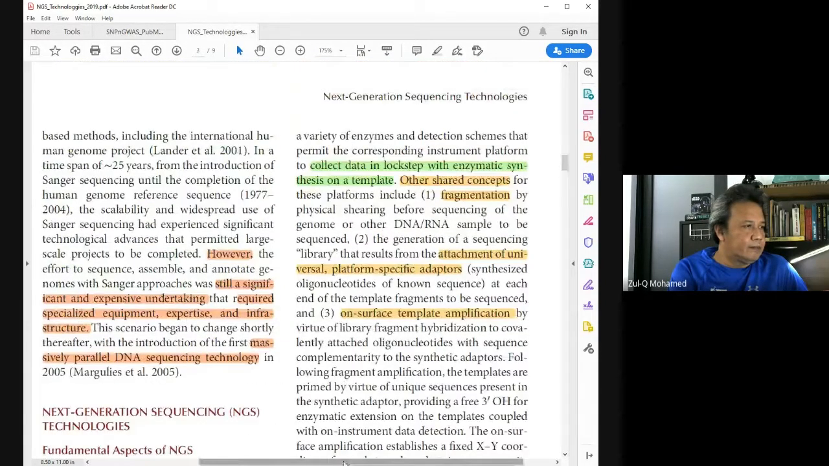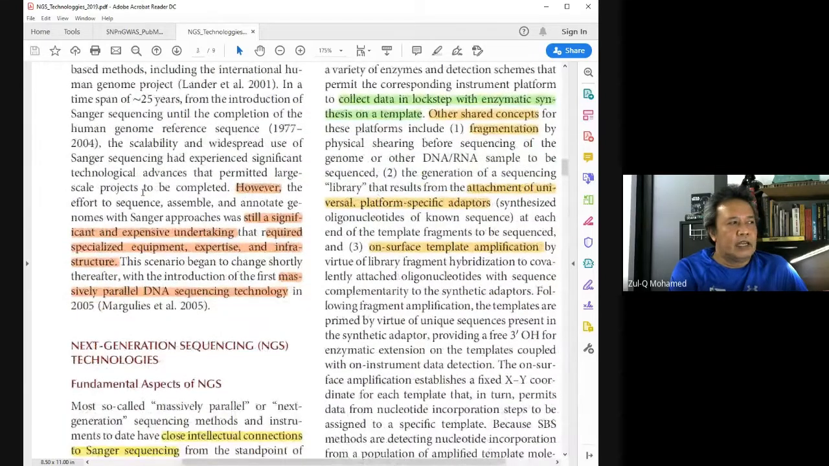However, the effort to sequence, assemble and annotate genomes with Sanger was still a significant and expensive undertaking, because a lot of work needs to be done. You need to clone, you need to subclone, and it requires a lot of effort and a lot of people. If you remember, I mentioned in class that I cloned about 2 million bases, and that was an extra huge task for me that I wasn't able to complete. Even 1 or 2 million bases was very difficult at that time.